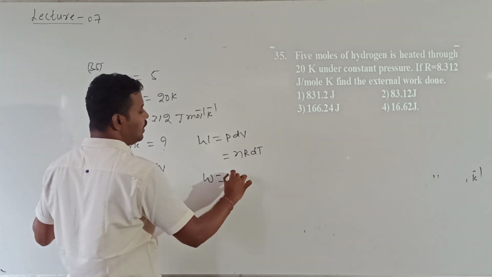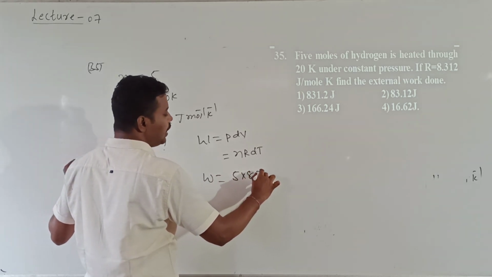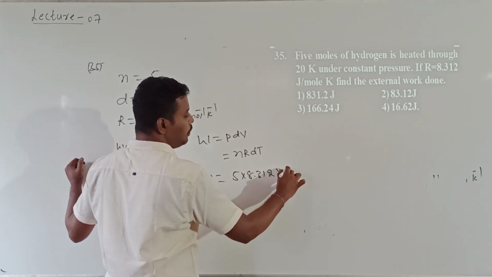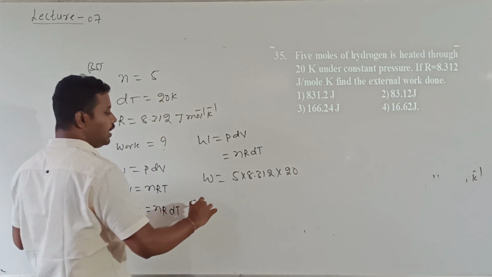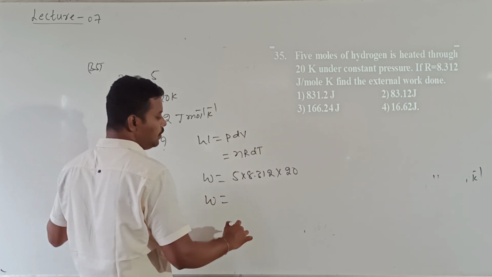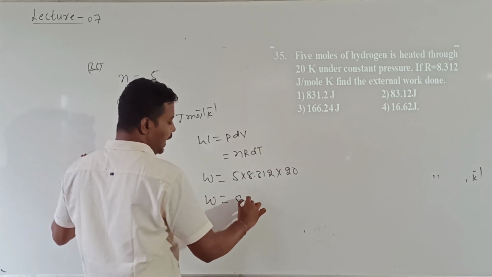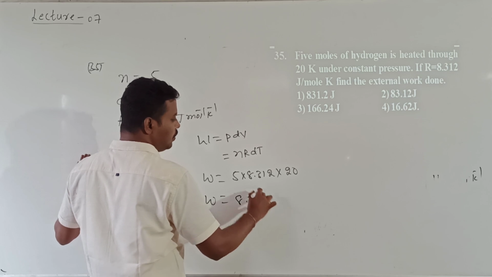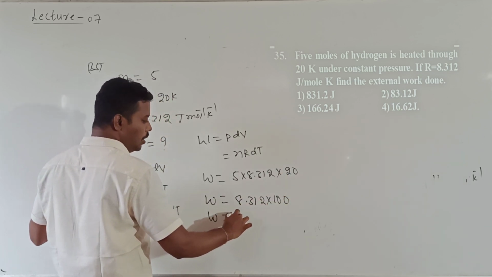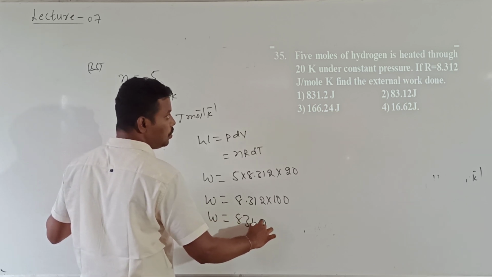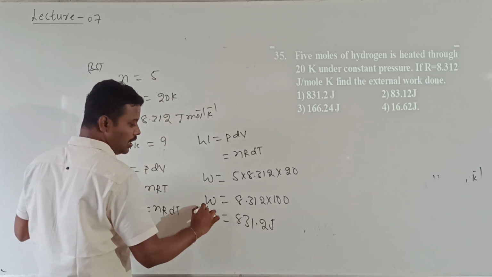So n value is 5, R value 8.312, into dT value of 20. So you multiply this. Then what I get for W is 8.312 into 5 into 20, that is 100. So what I get as the answer for W is 831.2 joules. Simple question, na?